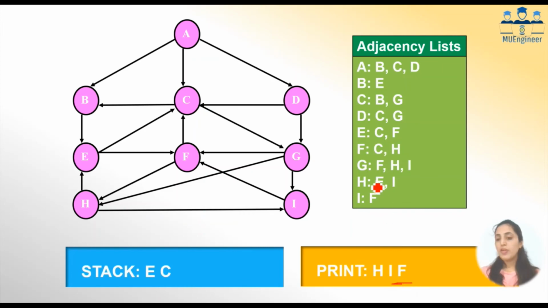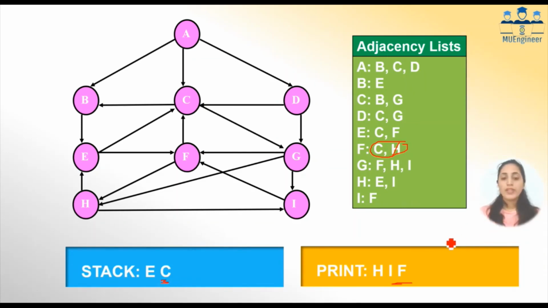And the neighbors of F are C and H. But H was already there in the stack. So we will cancel out H. We will just push C to the stack. Now C has come to the stack. So now C is going to pop out from the stack. Okay. So I will pop out C.